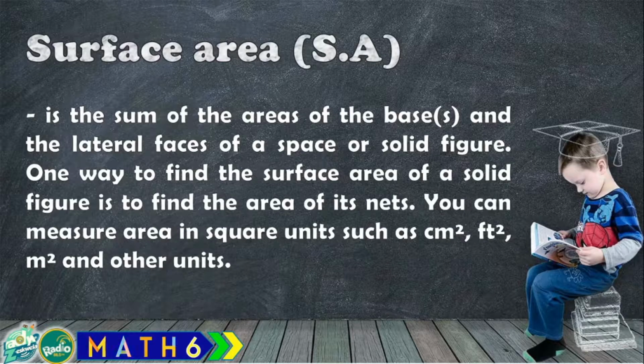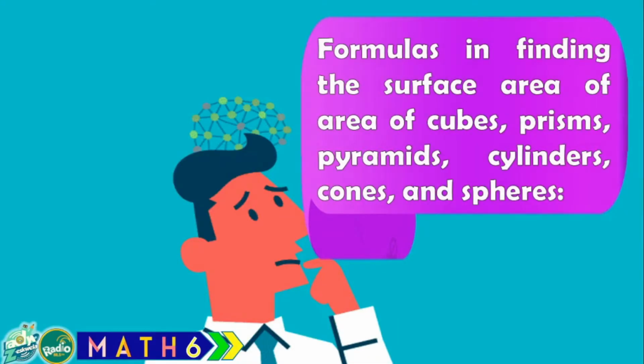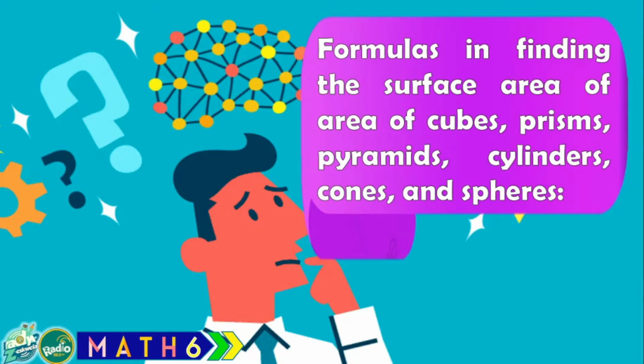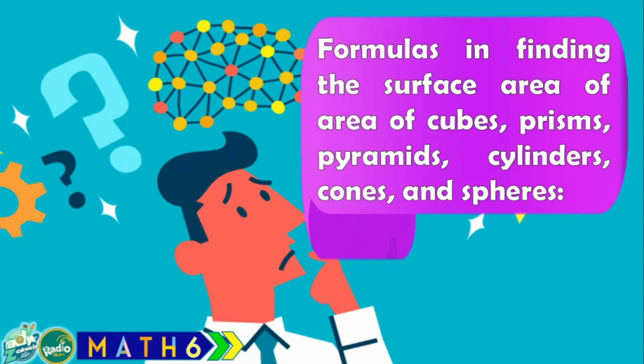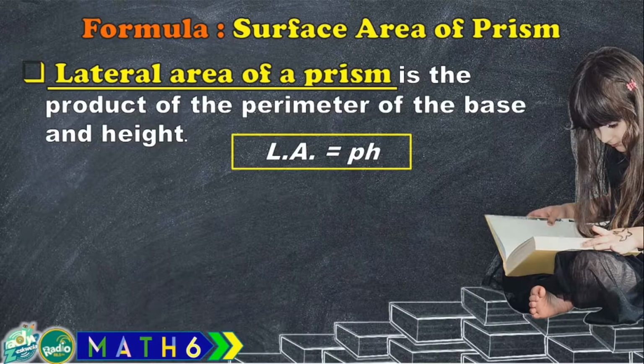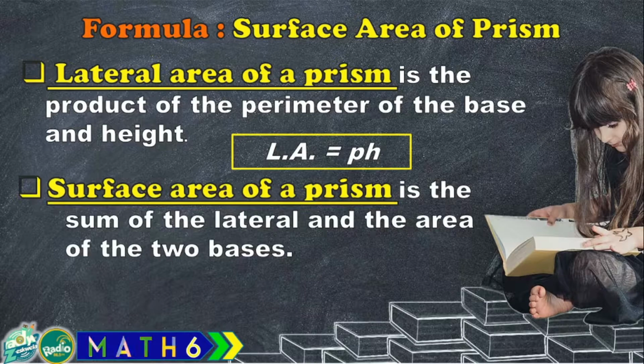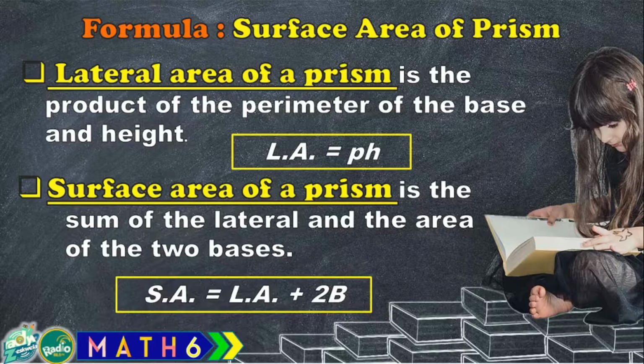But what are the formulas in finding the surface area of cubes, prisms, pyramids, cylinders, cones, and spheres? When you find the surface area of a prism, it is a good idea to find the lateral area first. The lateral area of a prism is the product of the perimeter of the base and height, that is, lateral area equals PH, or perimeter times height. Thus, the surface area of a prism is the sum of the lateral area and the area of the two bases, or surface area equals lateral area plus 2B.